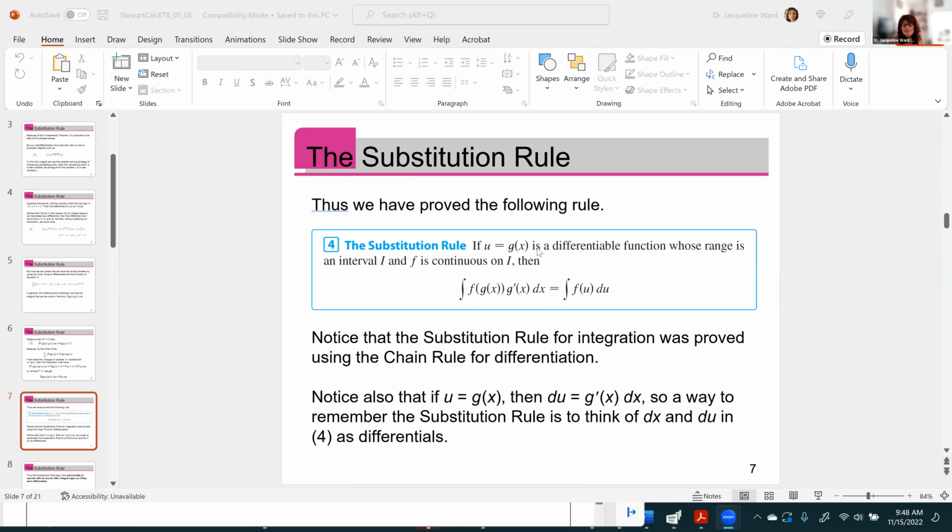So if u equals g of x is a differentiable function whose range on an interval I is an interval I, and f is continuous on the interval I, then the integral of f of g of x times g prime of x is the integral of f of u du. And so this is proved using the chain rule for differentiation. And notice also if u is g, then du is g prime. So one way to remember the substitution rule is to think of dx and du as differentials.